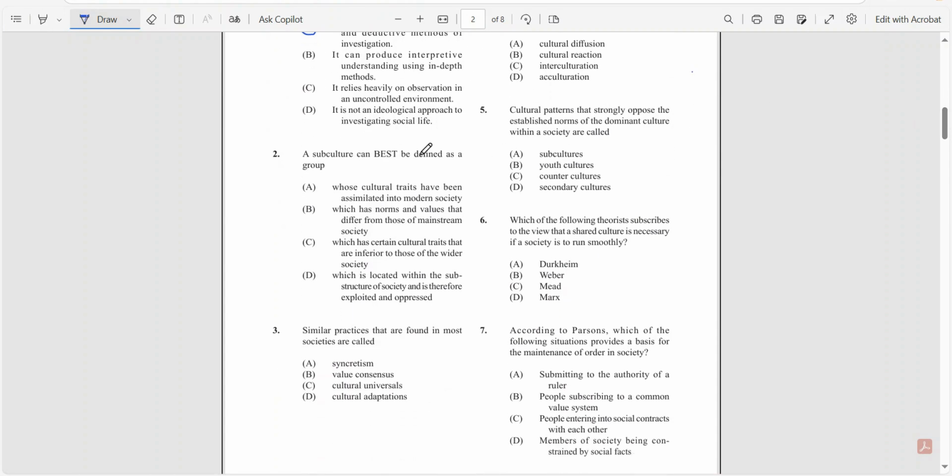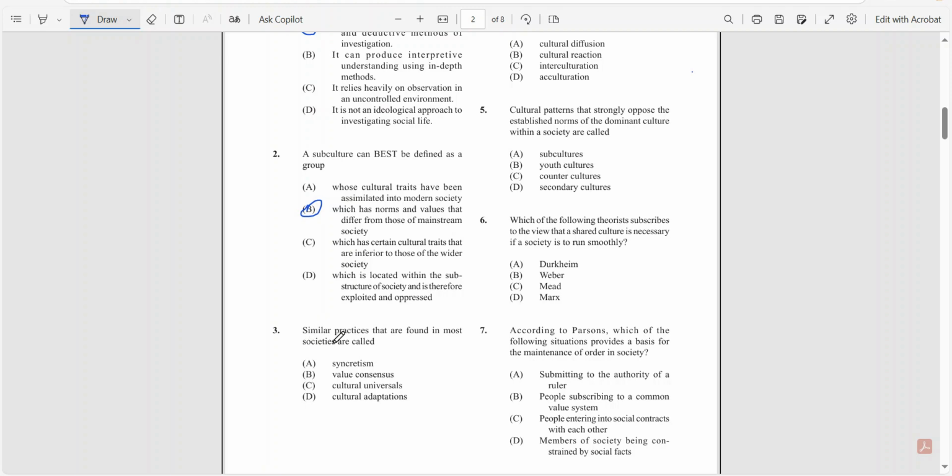A subculture can best be defined as a group that A. whose cultural traits have been assimilated into modern society, B. which has norms and values that differ from those of the mainstream society, C. which has certain cultural traits that are inferior to those of the wider society, or D. which is located within the substructure of society and is therefore exploited and oppressed. Alright, so the answer is B. So we know that a subculture has norms and values that differ from the mainstream society.